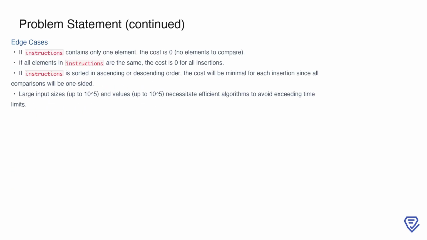Finally, let's consider some edge cases for this problem. If the instructions array contains only one element, there are no comparisons to be made, so the cost is always 0. Similarly, if all elements in the instructions array are the same, the cost remains 0 for every insertion because no elements are strictly less or greater. On the other hand, if the instructions array is sorted in ascending or descending order, the cost for each insertion will be minimal, as all comparisons will occur on one side only.